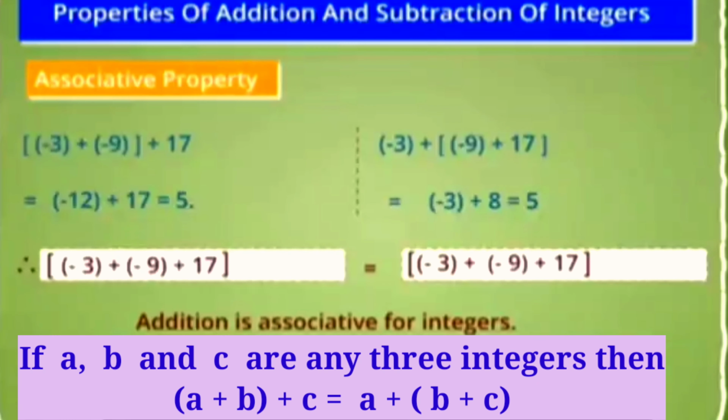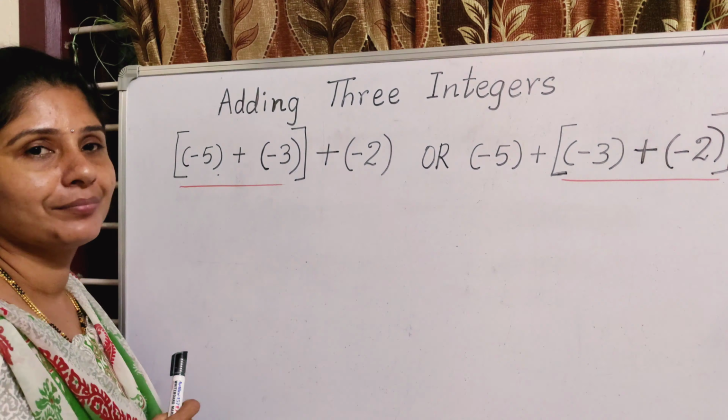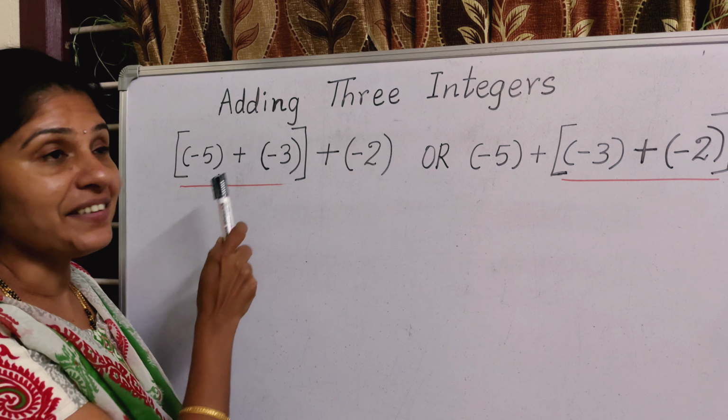If a, b and c are any three integers, then (a plus b) plus c is equal to a plus (b plus c).